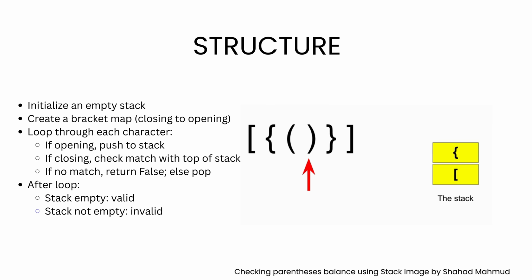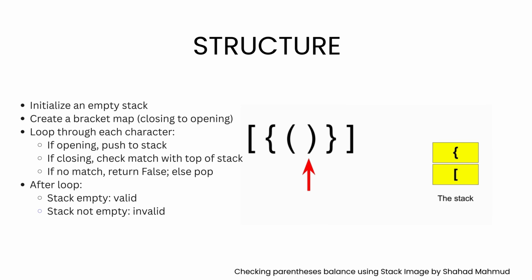Here's the plan. Initialize an empty stack. Create a mapping of closing to opening brackets for quick checks. Loop through each character. If it's an opening bracket, push it onto the stack. If it's a closing bracket, check if the stack's top matches the corresponding opening. If not, return false. Pop if it matches. After processing, if the stack is empty, return true. Otherwise, return false. Let's narrate the logic.